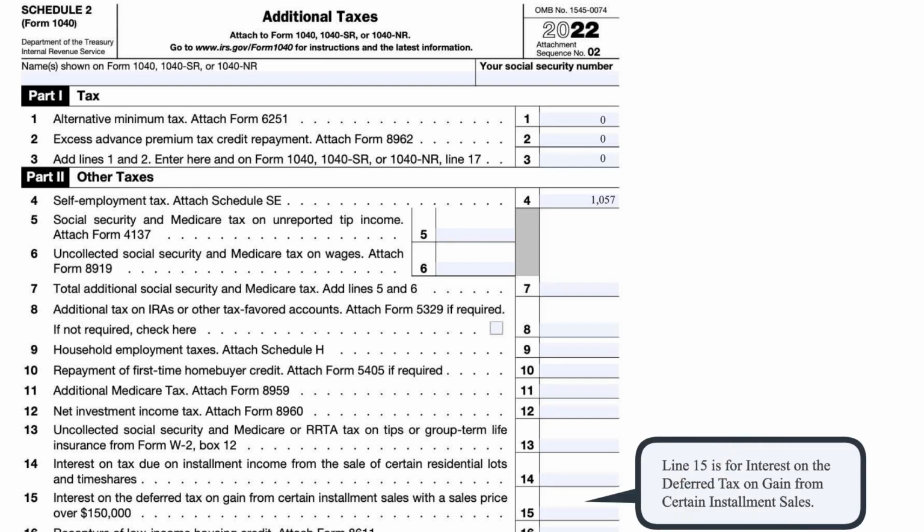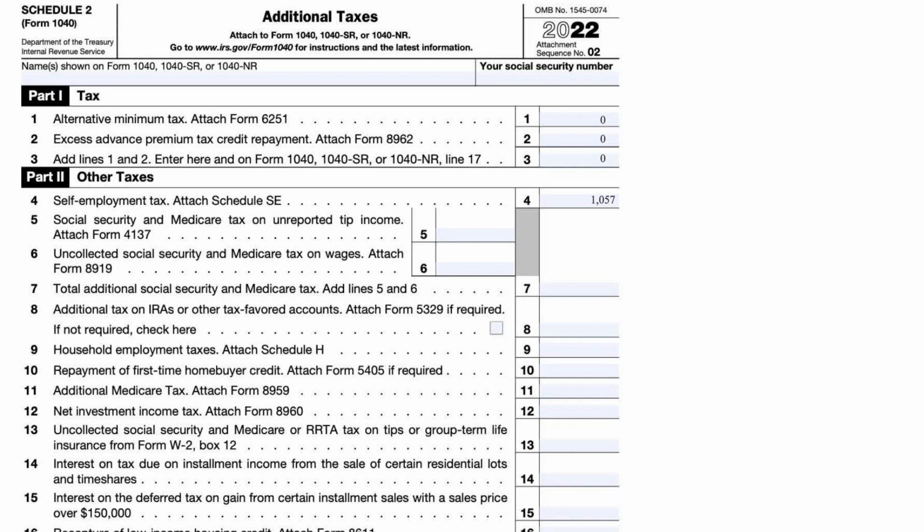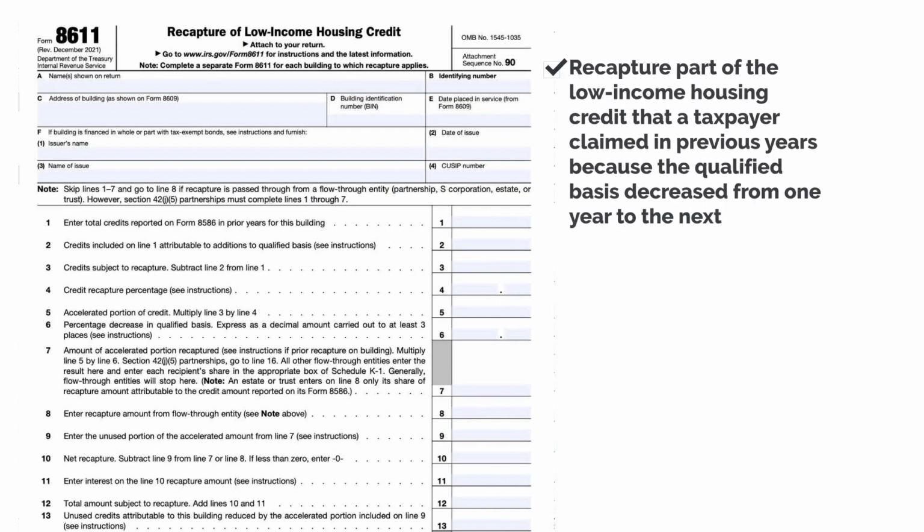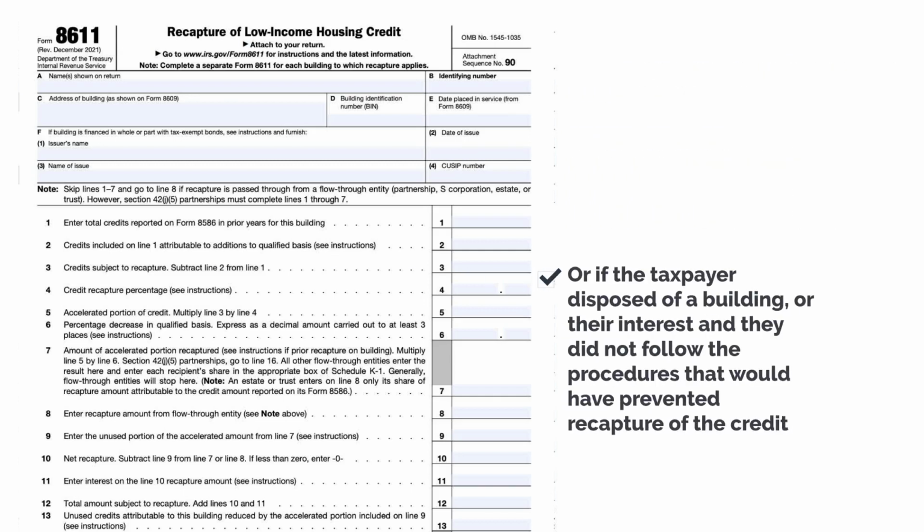Line 15 is for interest on the deferred tax on gain from certain installment sales. Enter interest on the deferred tax on gain from certain installment sales with a sales price over $150,000. Line 16 is for the recapture of low-income housing credit. Form 8611, Recapture of Low-Income Housing Credit, is used to recapture part of the low-income housing credit that a taxpayer claimed in previous years because the qualified basis decreased from one year to the next, or the taxpayer disposed of a building or their interest and they did not follow the procedures that would have prevented recapture of the credit.